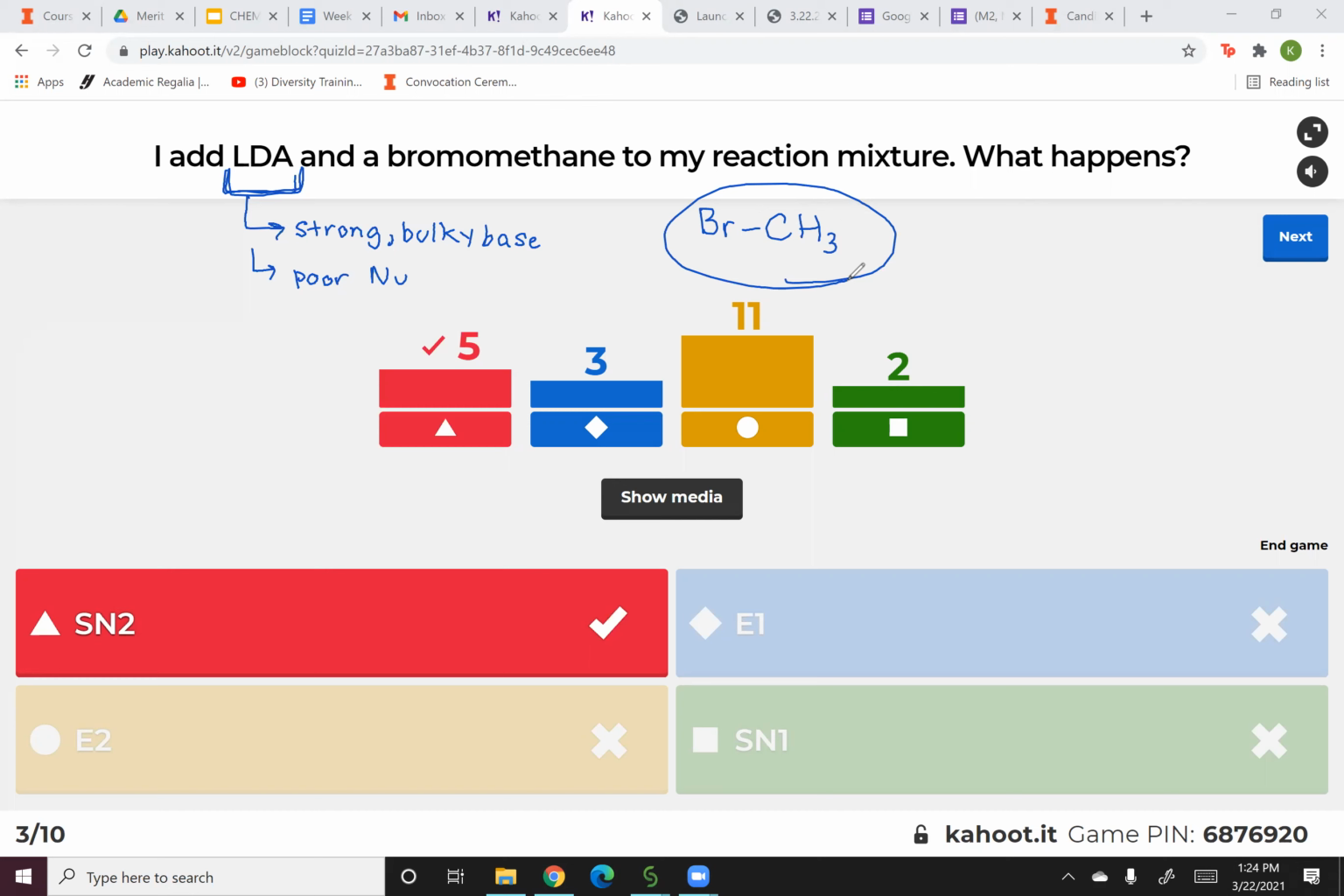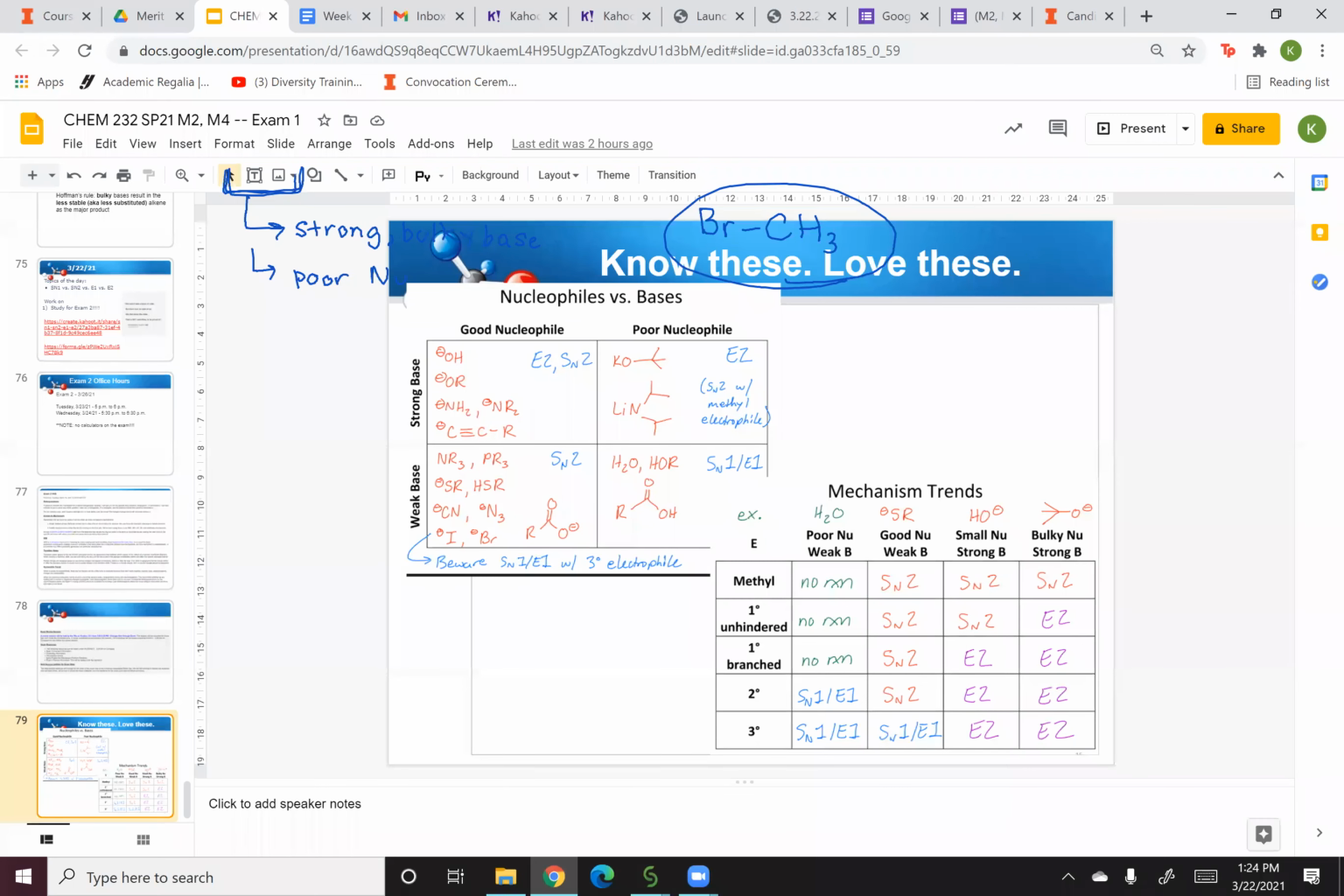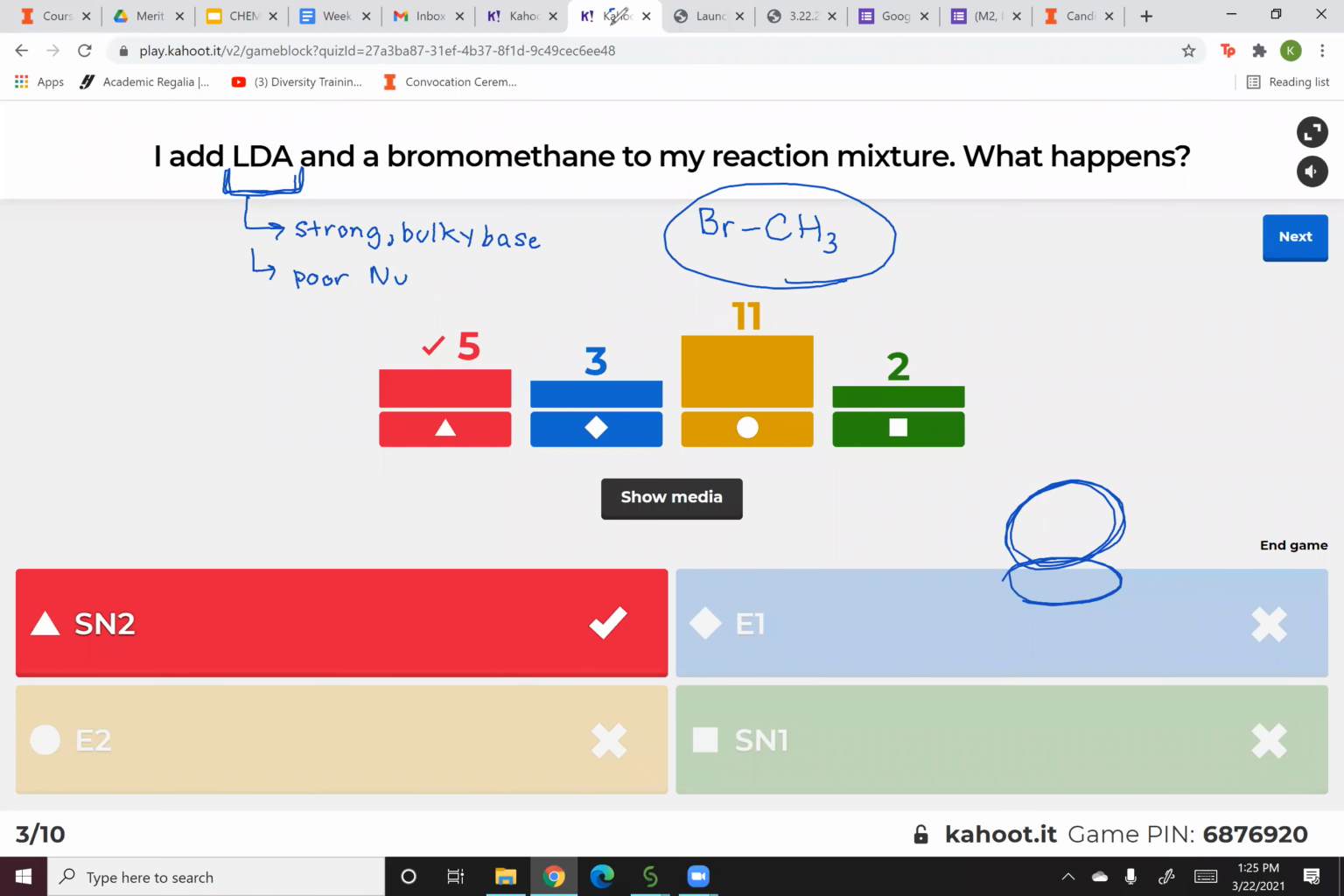Yes, so if we go back to those tables, I'm going to flip back over here real quick. We see that when we have a bulky nucleophile and a strong base, then if we have a methyl alpha carbon, it will be SN2. Now this is tricky because it's kind of an oddity from what you're used to seeing. So that's really why I wanted to go over this here, just to make sure that this is something you guys are thinking about. Does anybody have any follow-up questions on that? No? Okay.